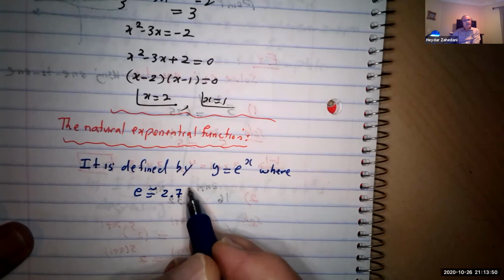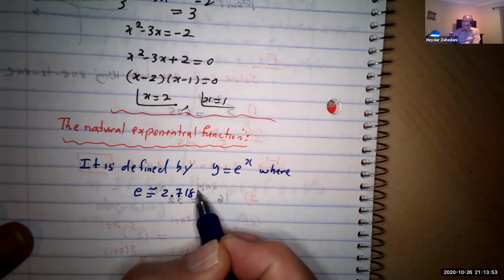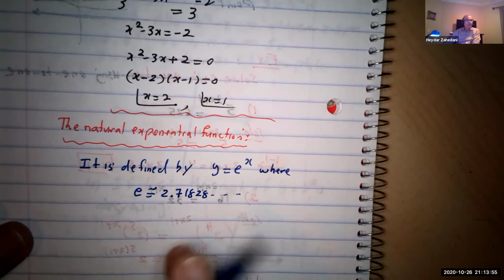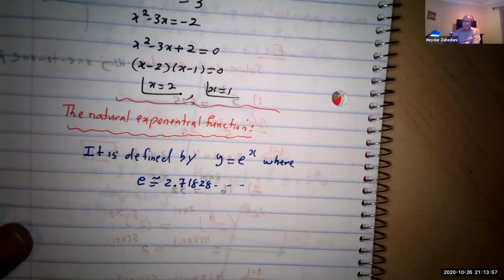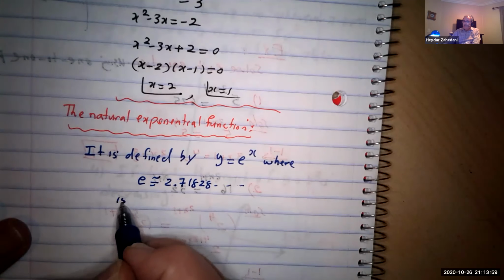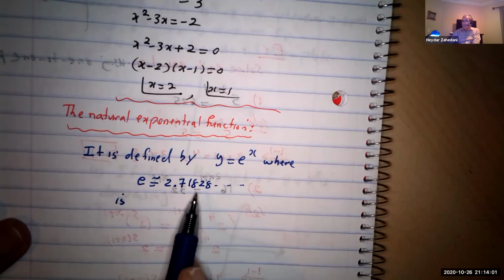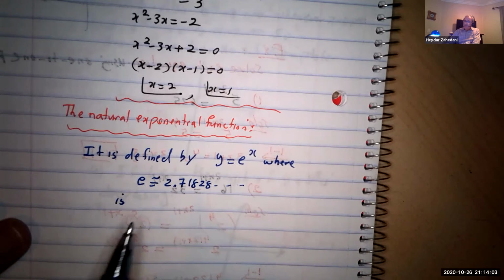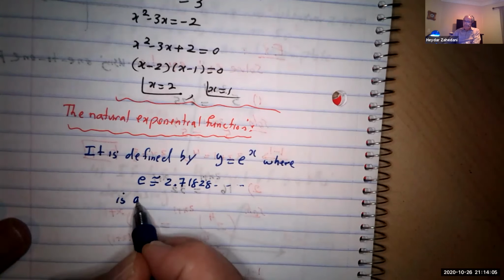2.7, 2.71828, it goes on forever. Okay, it is an irrational number. You cannot write it down as a fraction. These digits never end. Okay, it is an irrational number.